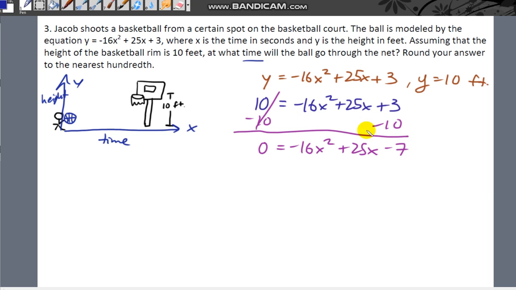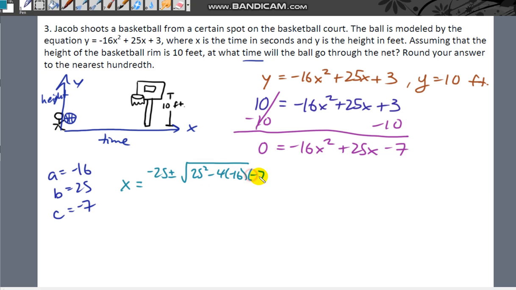Now that we've gotten it in this form, we can use the lovely quadratic formula. So a is negative 16, b is 25, and c is negative 7. Let's see if we can solve this. x is equal to negative b plus or minus the square root of b squared minus 4ac, all over 2a. Let's see what we get.